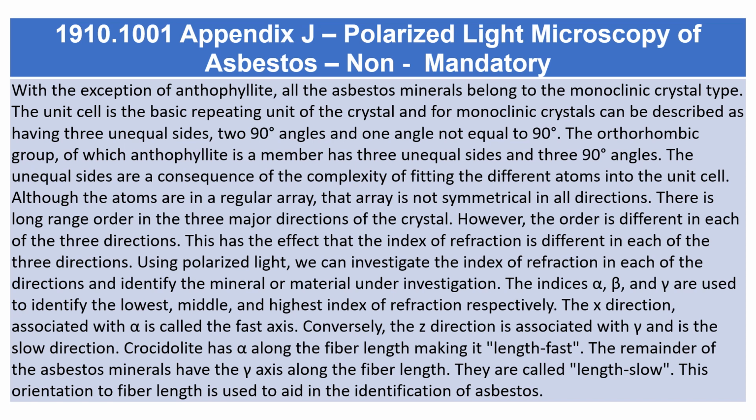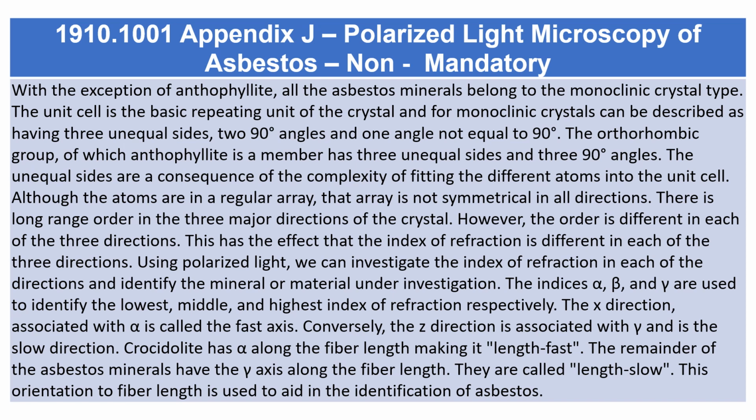Using polarized light, we can investigate the index of refraction in each of the directions and identify the mineral or material under investigation. The indices alpha, beta, and gamma are used to identify the lowest, middle, and highest index of refraction respectively. The x direction, associated with alpha, is called the fast axis. Conversely, the z direction is associated with gamma and is the slow direction.